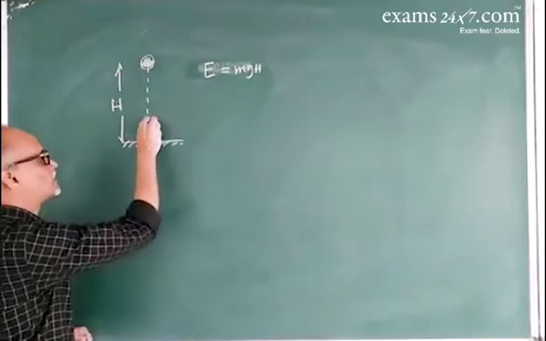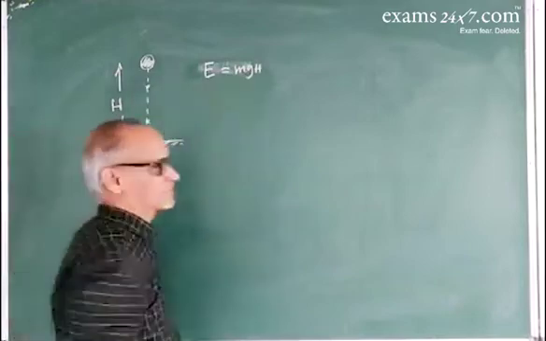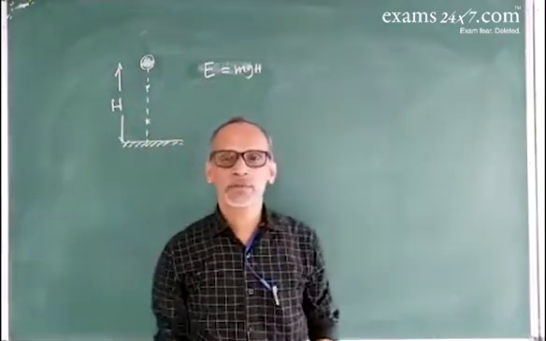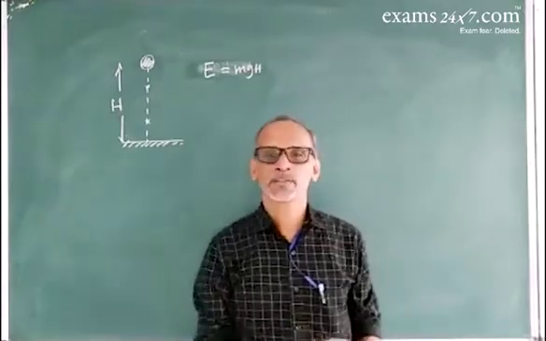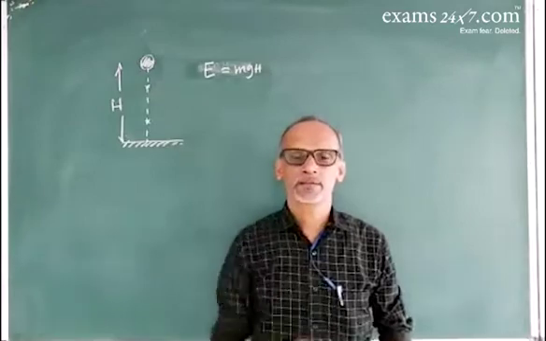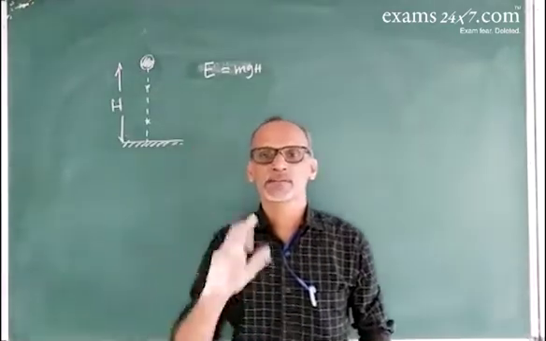So what is the total energy at this point? It is mgh. What is the total energy at this point? It is mgh. And in such numerical problems, they'll give two kinds of data. One, what is the potential energy at a particular height? Or what is the potential energy and the kinetic energy after traveling a certain time?